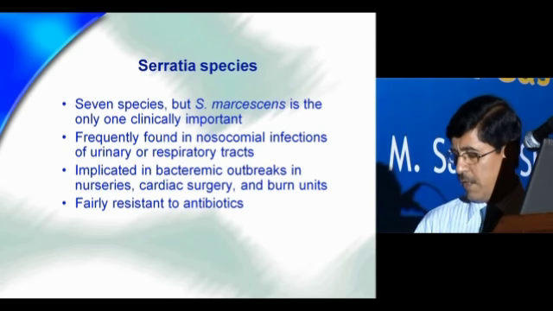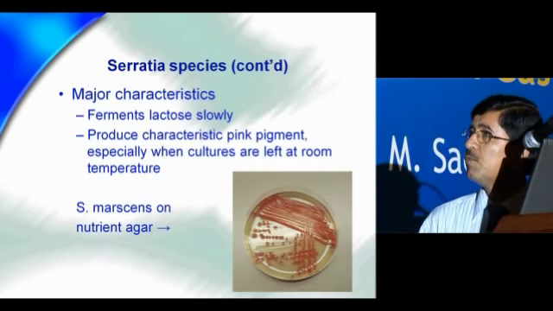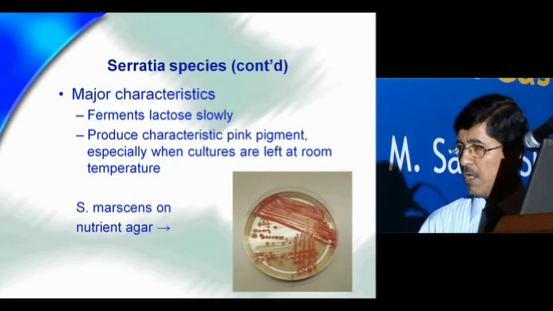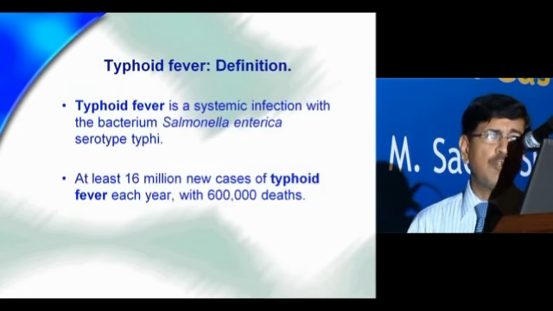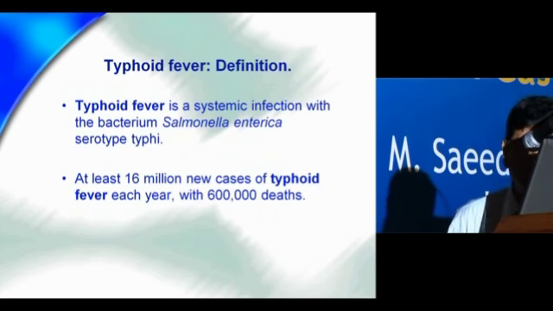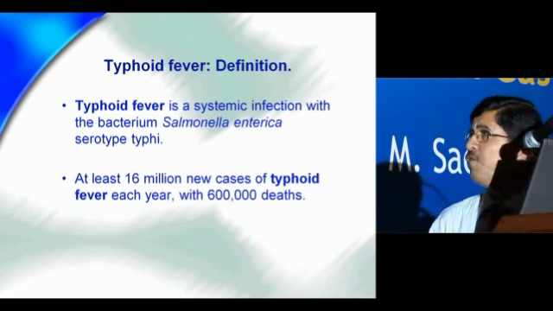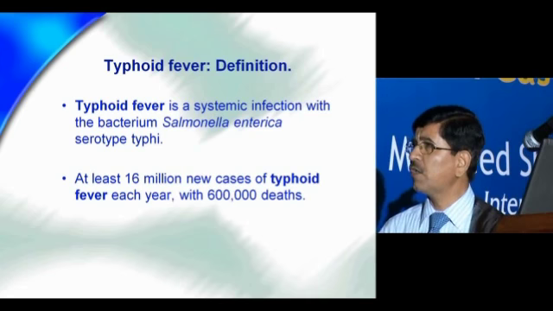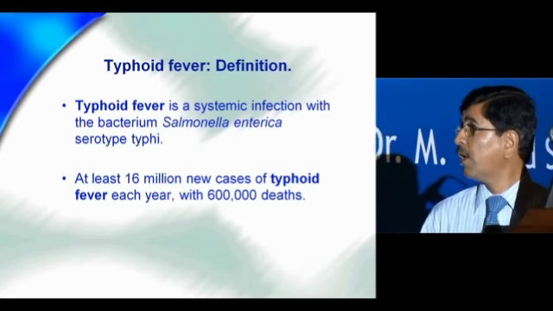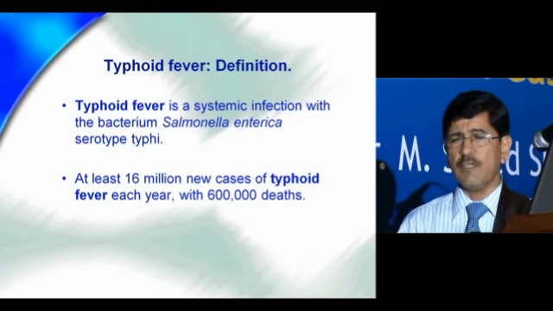We now move to the specific topic of typhoid fever. Typhoid is a systemic infection with the bacterium known as Salmonella enterica serotype Typhi. At least 16 million new cases of typhoid fever are reported each year, with around 600,000 deaths.